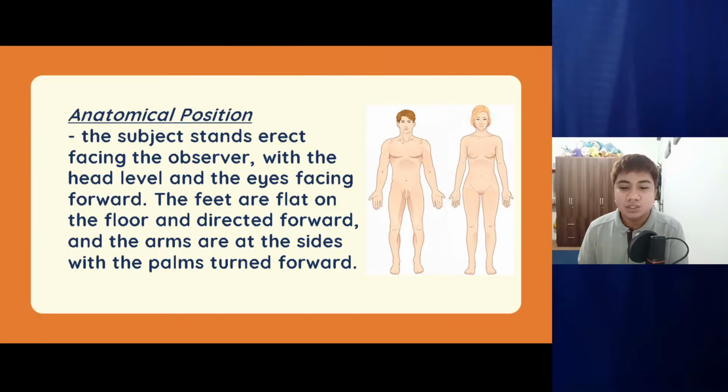So anatomical position, class, is when the subject stands erect, facing the observer, with the head level and the eyes facing forward. The feet are flat on the floor and directed forward, and the arms are at the sides with the palms turned forward. So basically, the anatomical position presents to us a visual context on how the bodies or the structures are being shown in the medical field. So usually, when we talk about anatomical position, the position is like this one on the picture.